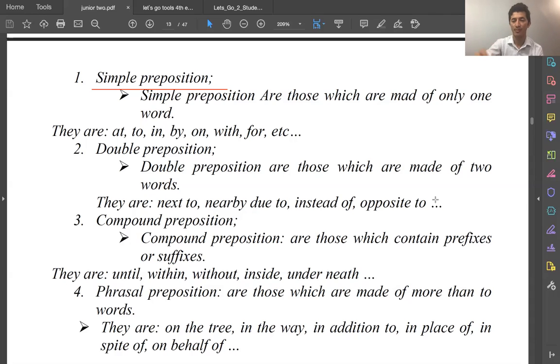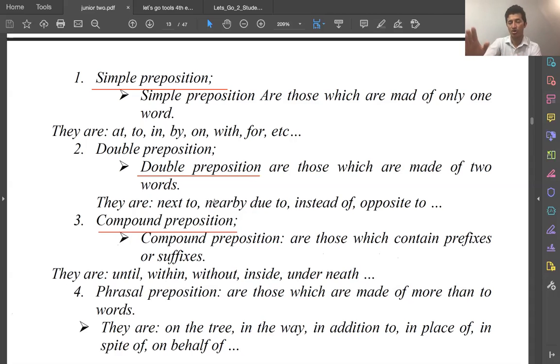Okay, so when a preposition is made of two words, we call it double. Number three, compound preposition. Compound prepositions are those which contain prefixes or suffixes. Remember that compound has a suffix or prefix. It is not like the double, made of two words. It is just adding a prefix or suffix.